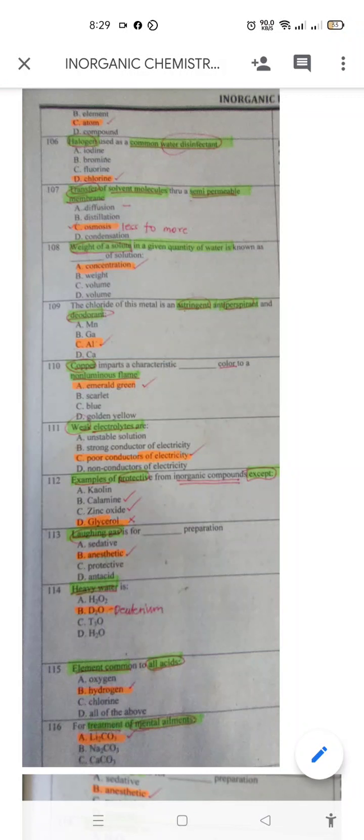Number 107, the transfer of solvent molecules through a semi-permeable membrane, that is your letter C, osmosis. Kapag nababasa nyo yung word na semi-permeable membrane, that is connected to your osmosis. So the transfer of solvent through a semi-permeable membrane, that is your osmosis.